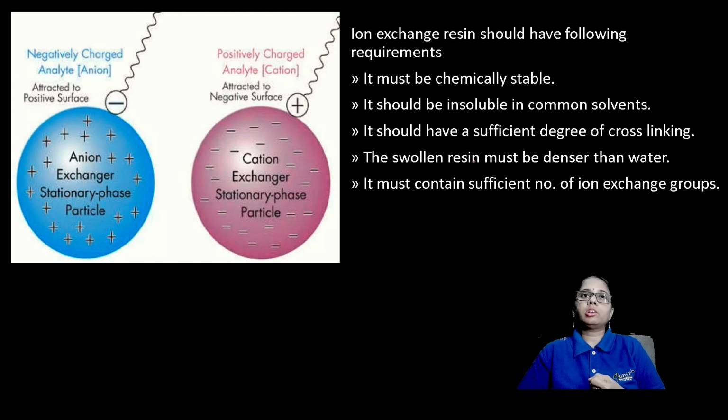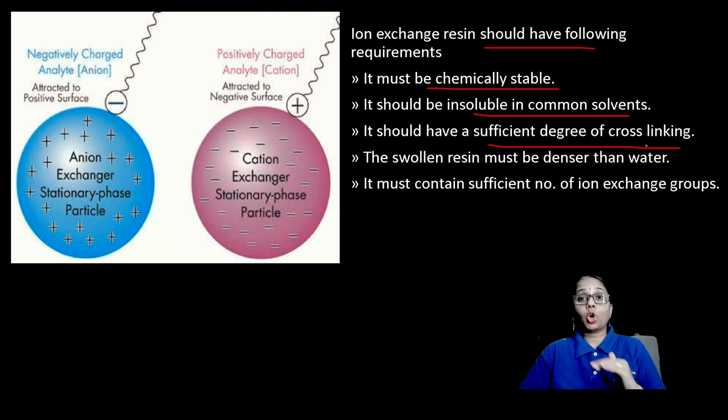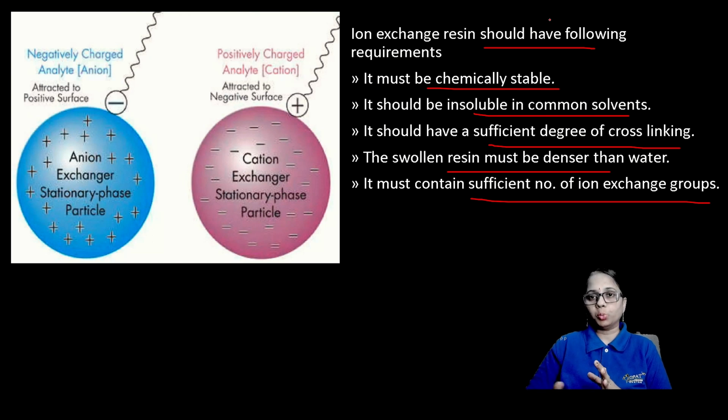Similarly, a cation exchanger attracts the positive ions, that is, cations are attracted because the resin contains negatively charged particles. Okay, so that's why an ion exchange resin should have the following requirements. What are those? It must be chemically stable and insoluble in common solvents, and a sufficient degree of cross-linking should be there, and the swollen resin must be denser than water, and it must contain a sufficient number of ion exchange groups.